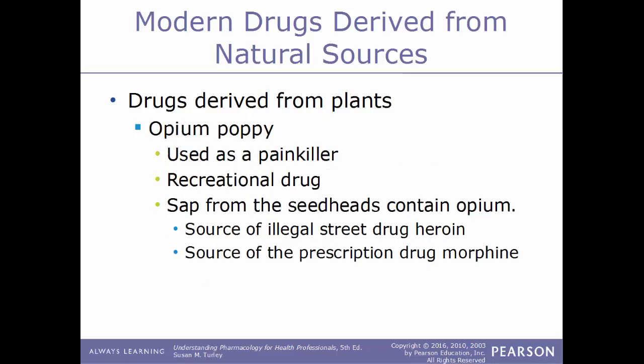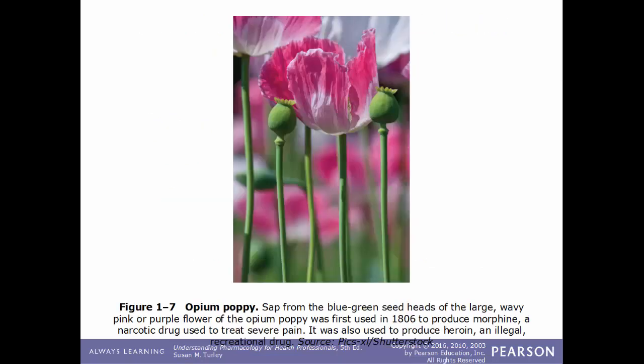Another common plant is the opium poppy. Now, this is used as a painkiller and also used as a very addictive recreational drug. Now, the sap from the seed heads contain opium. Now, this is the source not only for the prescription drug of morphine, but also for the illegal drug heroin. So because it is such a very strong pain reliever, it can become very highly addictive. Here's an example of what the opium poppy would look like.